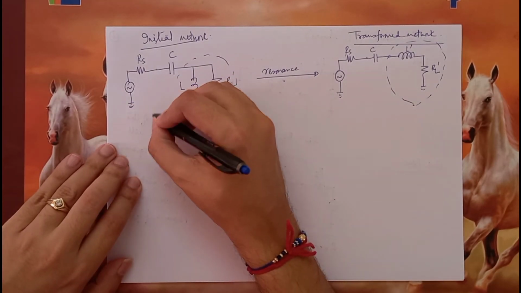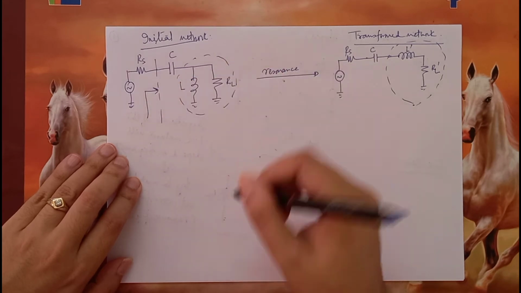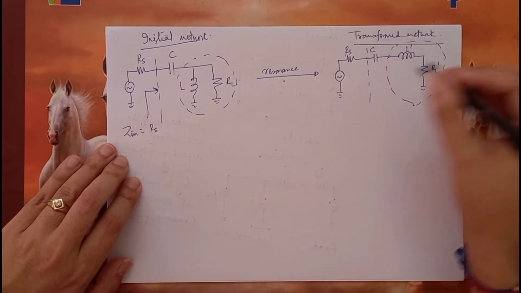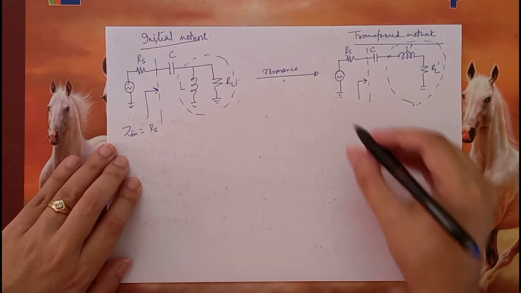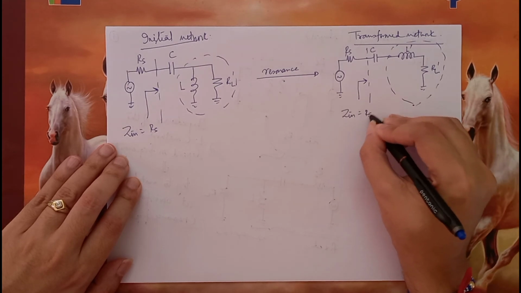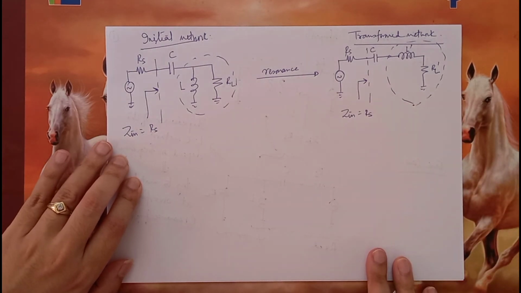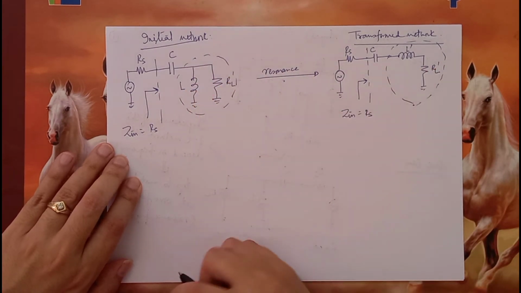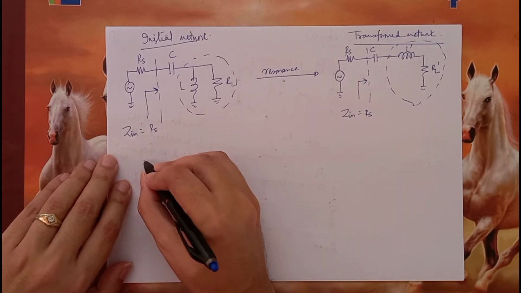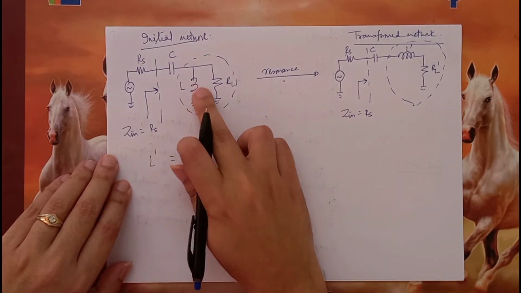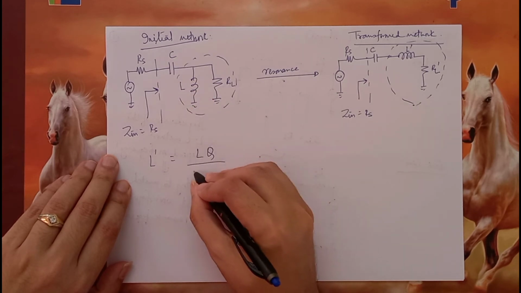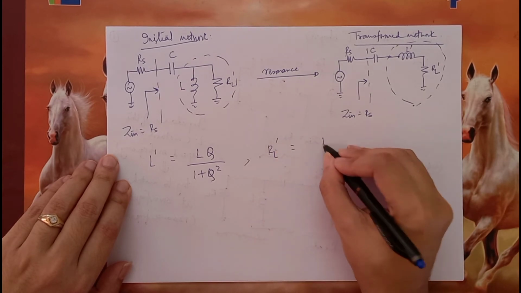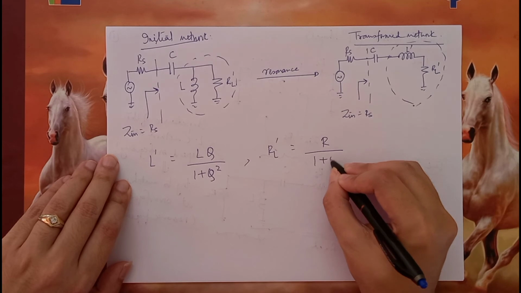Essentially, what should happen is that looking into this impedance transformer, as we want, the Zin should be equal to Rs. Here also this does not change. This is what we want. We already know how to convert a parallel RL network into a series RL network, so let us write those formulae. L prime will be a function of L, that is L times Q divided by 1 plus Q square, and RL prime will be equal to R divided by 1 plus Q square.